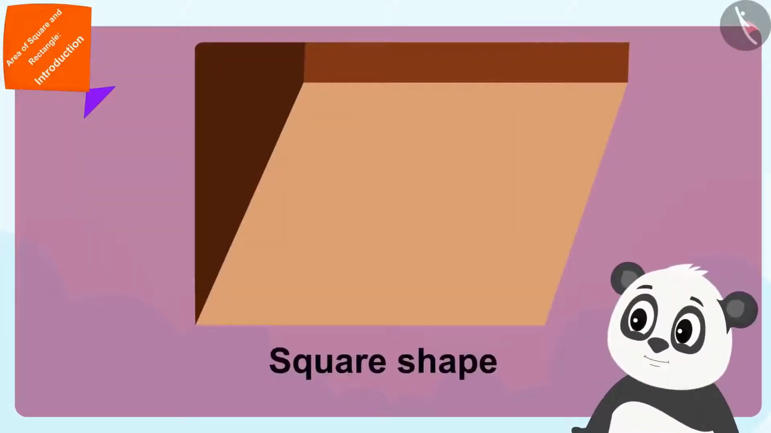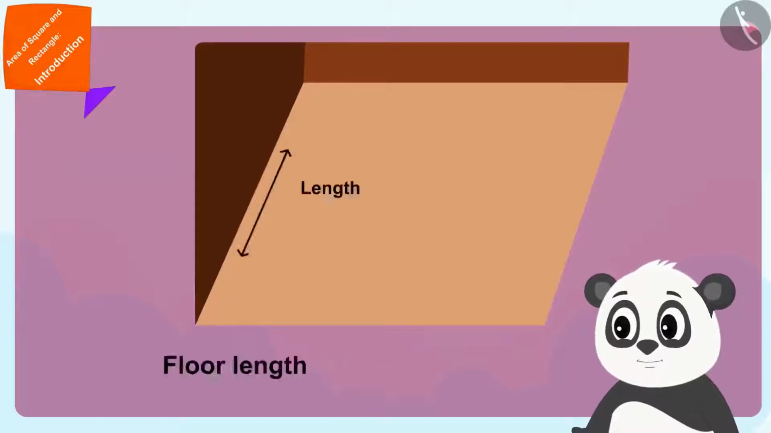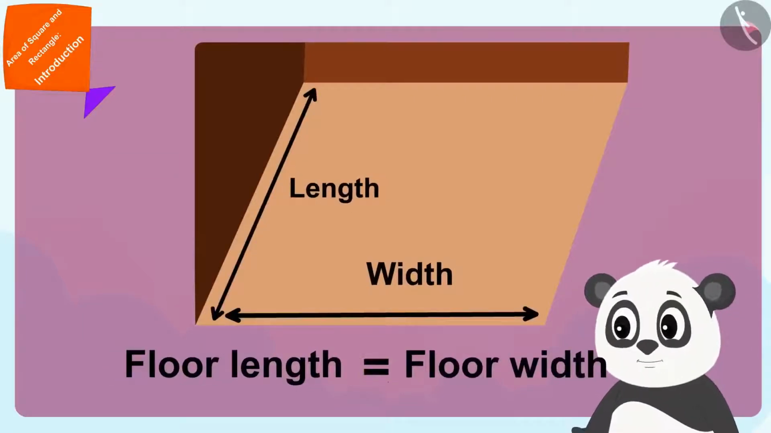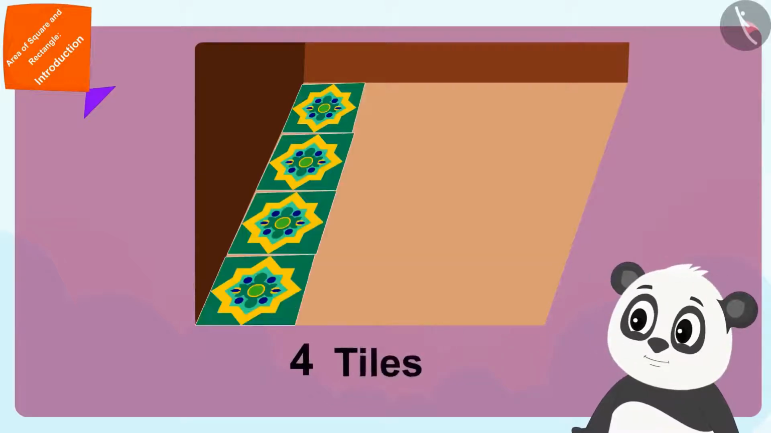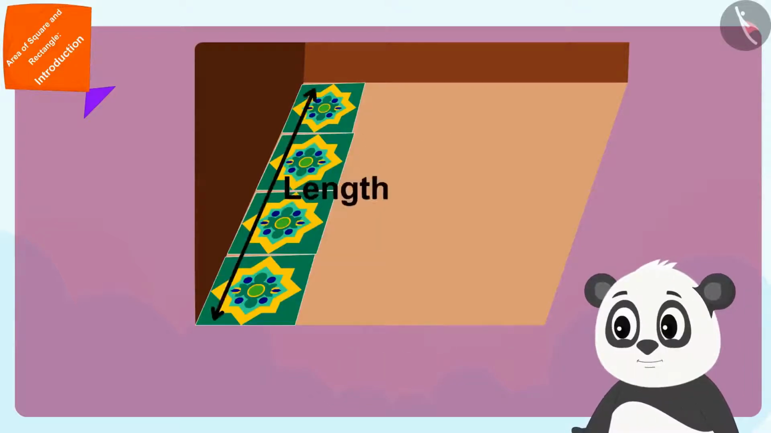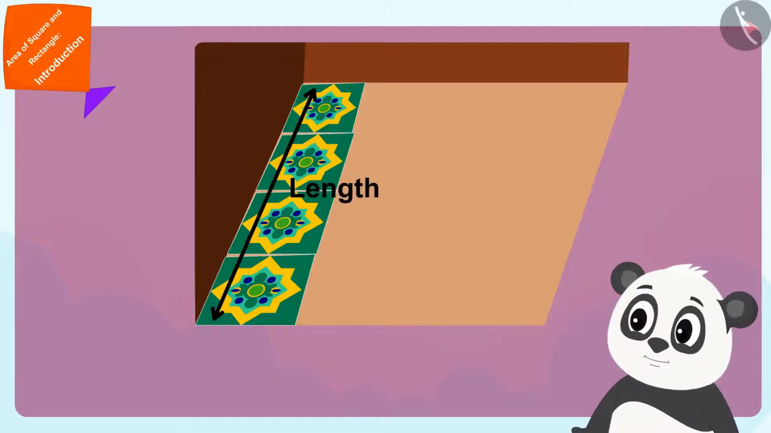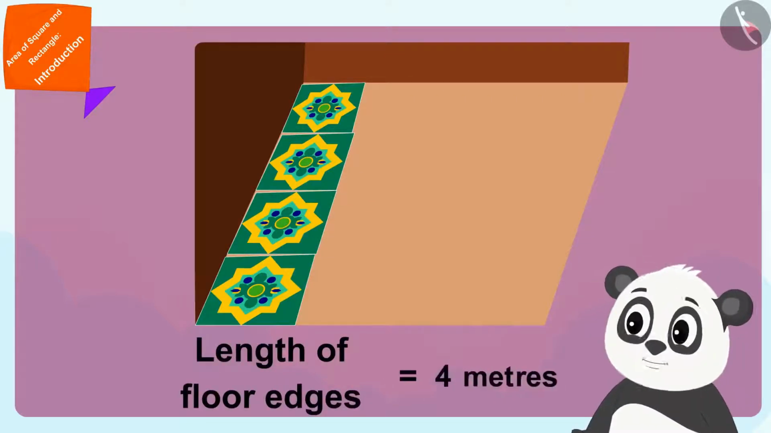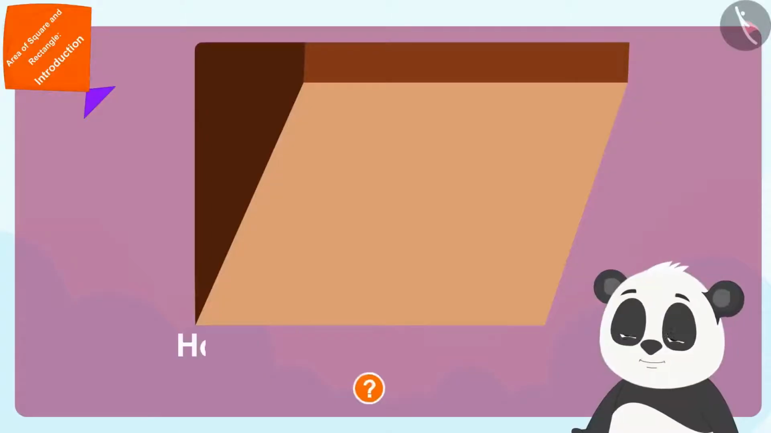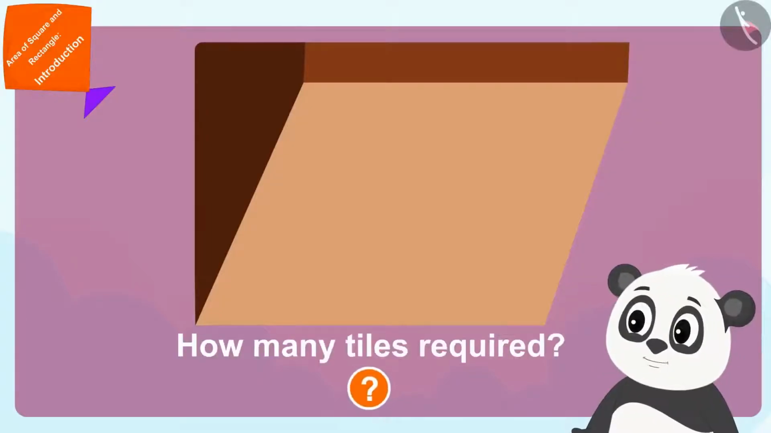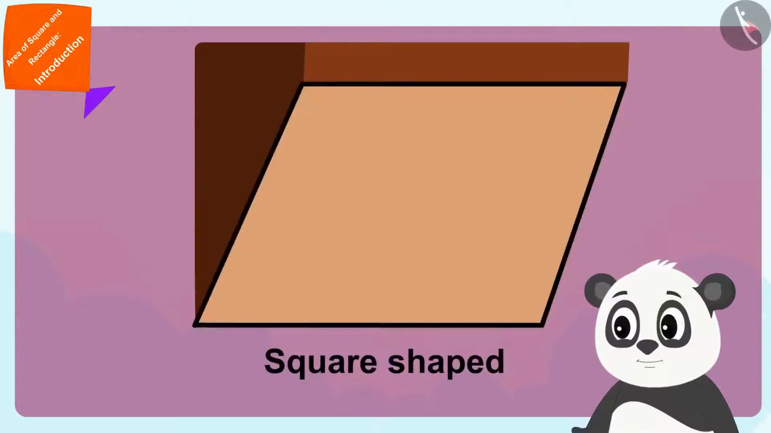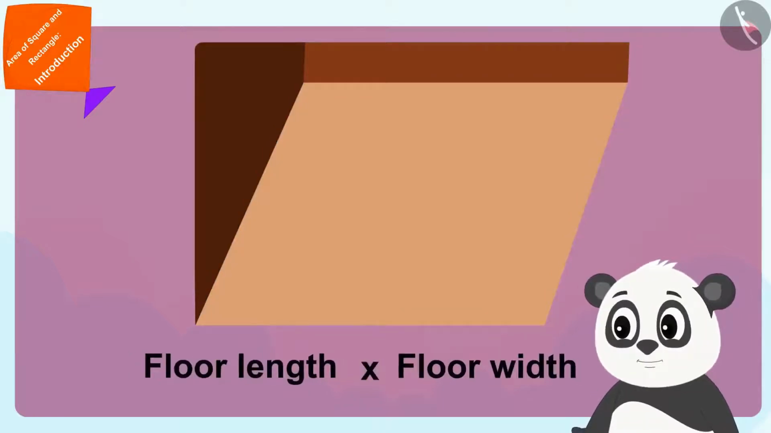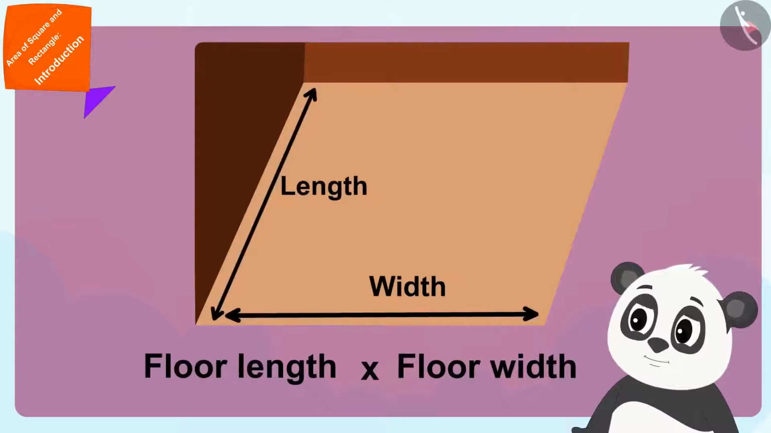Golu's floor is square-shaped, so the length and width of his floor are exactly equal. He has laid 4 1 meter long tiles along the edge of his floor. This means the edge of his square-shaped floor is 4 meters long. In order to find the number of tiles required to cover Golu's square-shaped floor, he only has to multiply the lengths of any 2 edges of his floor.